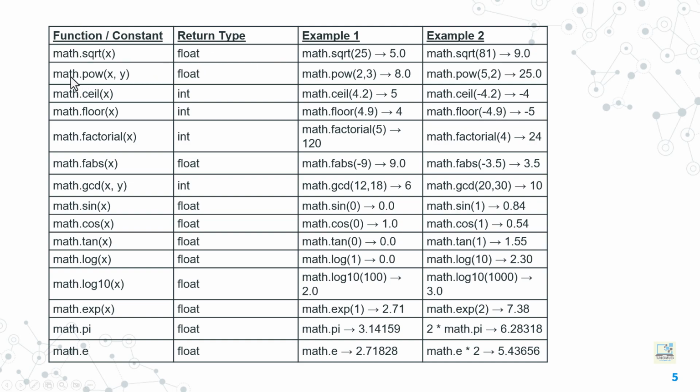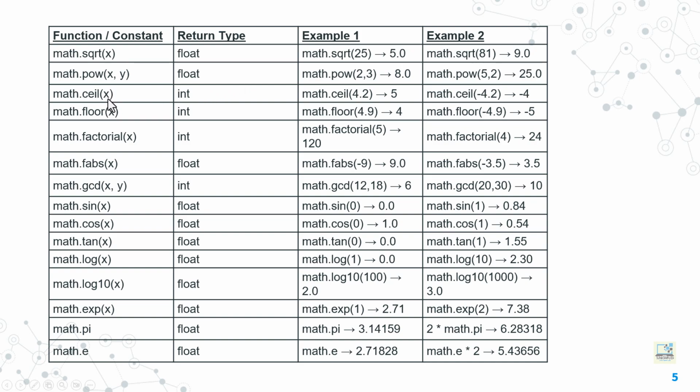Then we have pow function with x, y, x is the base and y is the power. So you have written pow 2, 3, that is 2 to the power 3, so it gives you 8.0. The return is coming as float. Then pow 5, 2, that is 5 square, that is 25.0. Then we have ceil and floor.